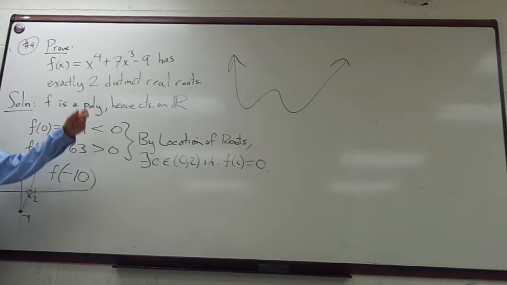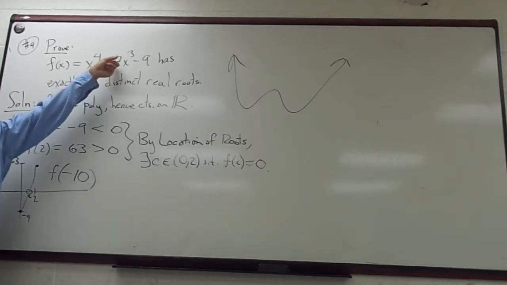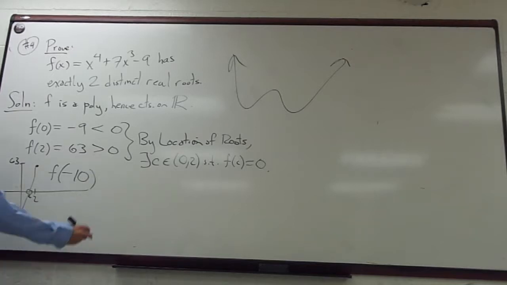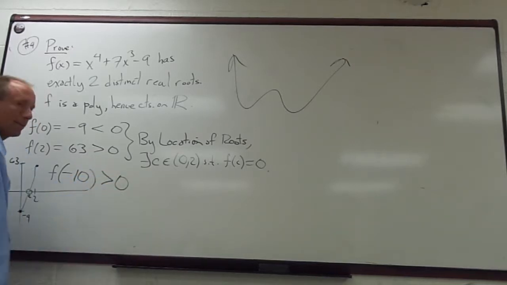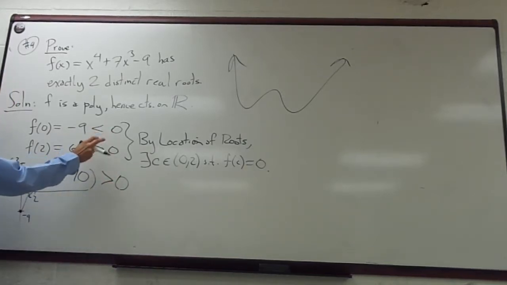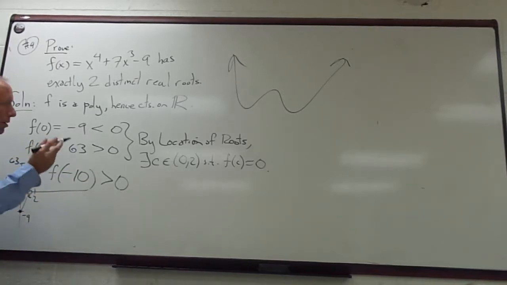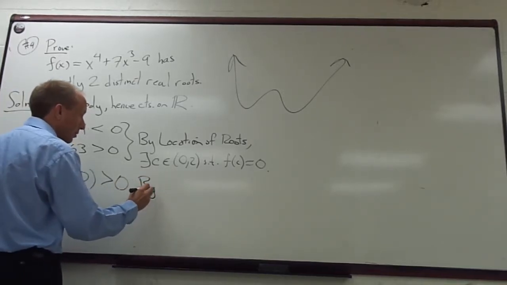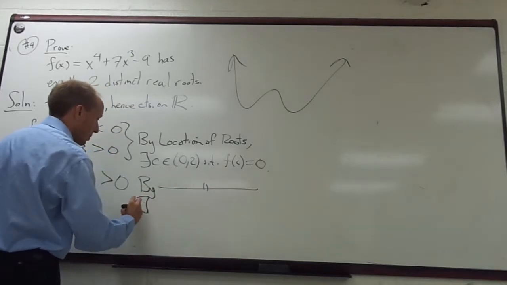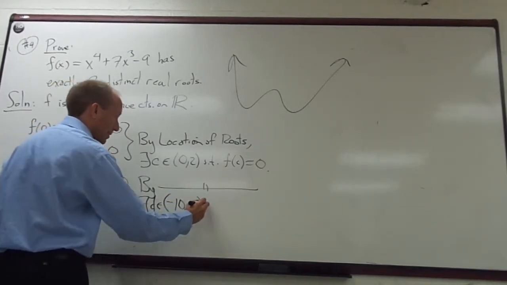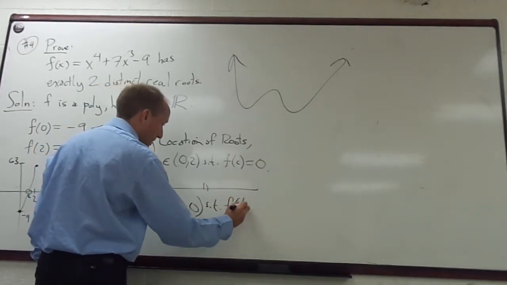Okay, 10,000 minus 7,000 minus 9 is definitely positive. Okay? So there you go. So that's going to work. So I've got a positive value and a negative value. So between these 2 points there has to exist another root. I guess I can call it D. Okay, so by the same reasoning, there exists a D in the interval from negative 10 to 0 such that f of D is 0.